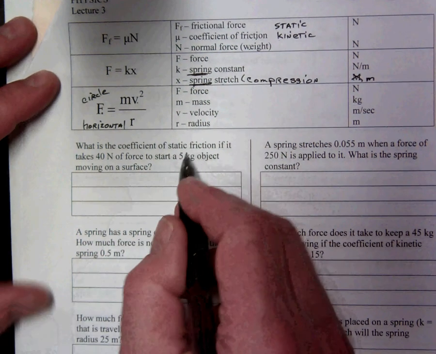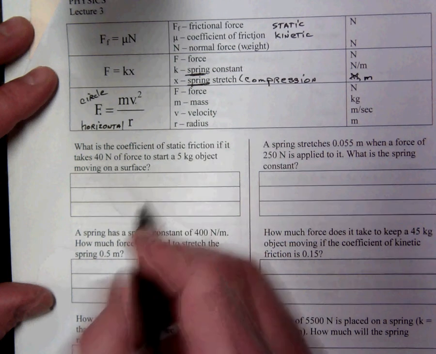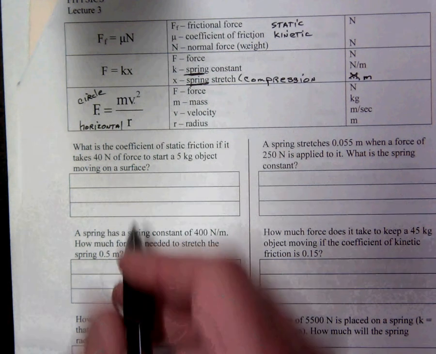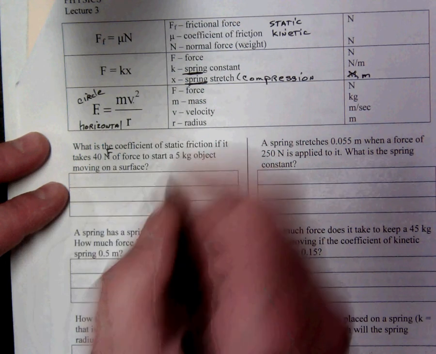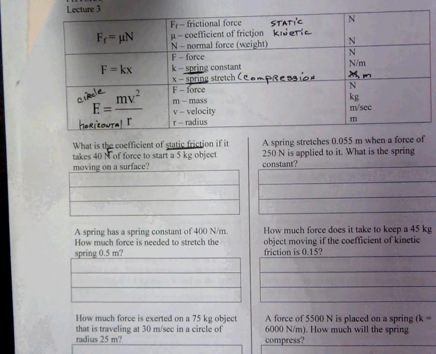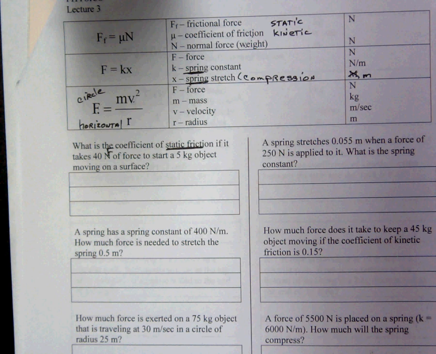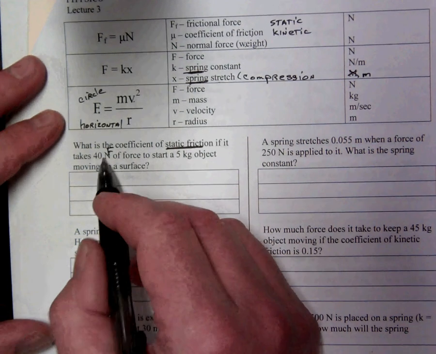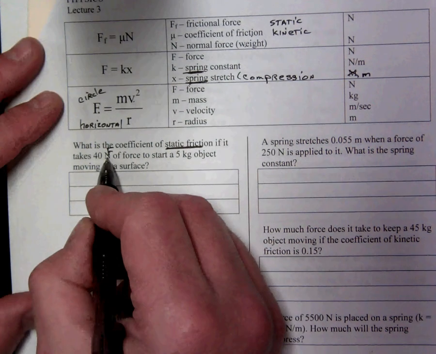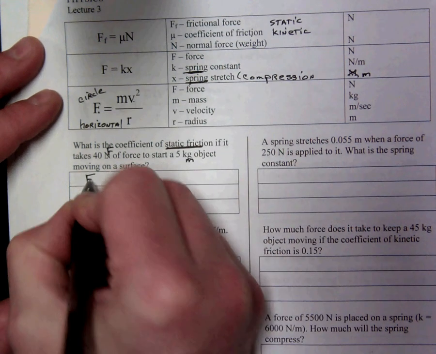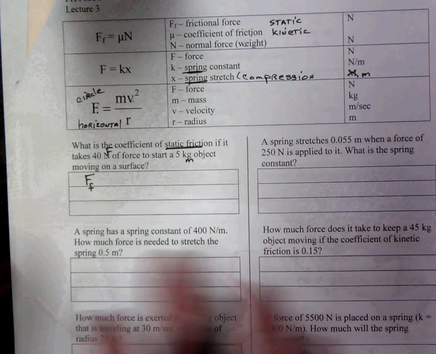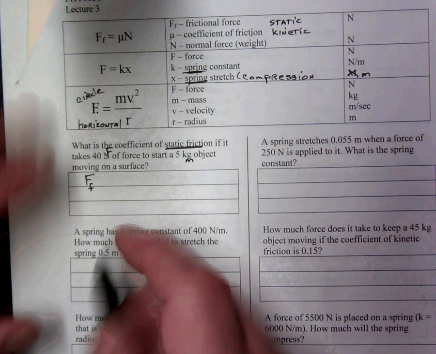It says, what is the coefficient of static friction if it takes a 40 Newton force to start a 5 kilogram object moving? So here's our force. So we must, okay, you got static. So just to overcome it, it's just like when you're jumping, you just have to overcome its weight. So to overcome an object moving, you have to overcome its weight, and that would be the frictional force since we're not accelerating. And here's our mass. So this is F sub F, not F, big F, small f. This is F sub F equals.